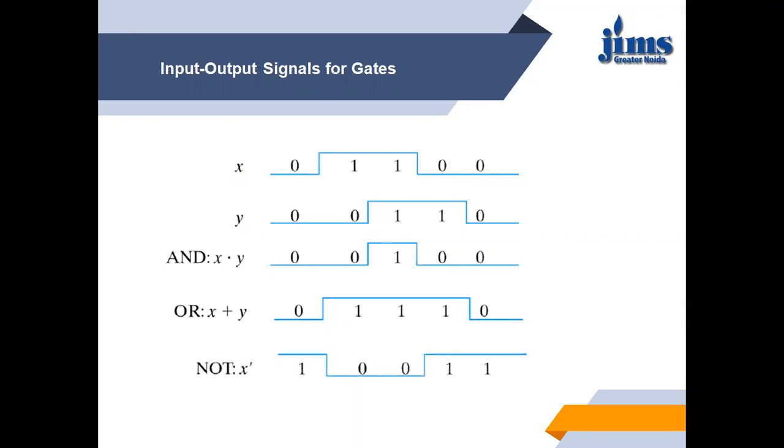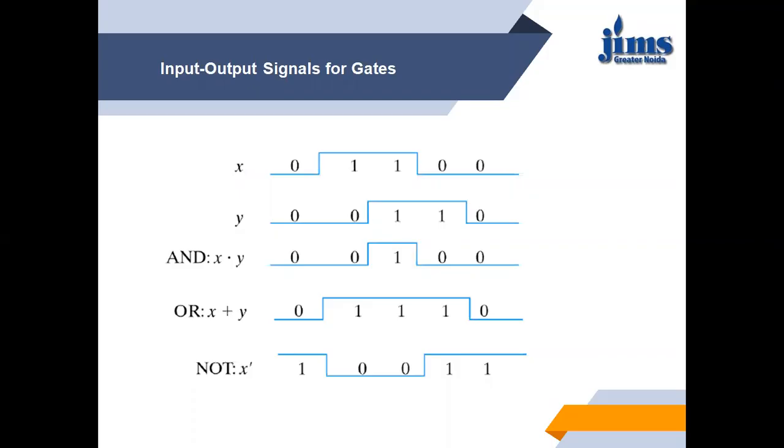Similarly, for the NOT gate, if I consider that I am inverting X, the output Z is X bar. When input is 1, output is 0; input 0, output is 1. Again input 1, output 0; input 1, output 0; input 0, output 1; input 0, output 1. So the NOT gate is nothing but complementing the bit. If the input is 0, output will be 1. If the input is 1, output will be 0.